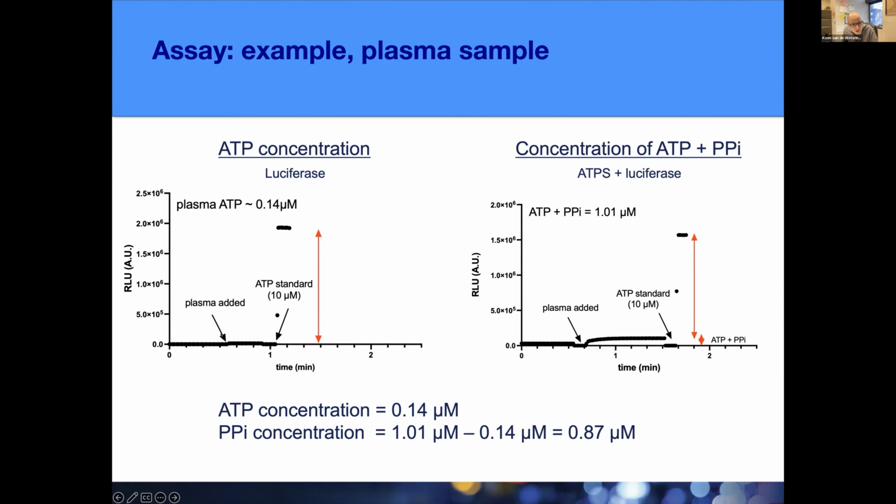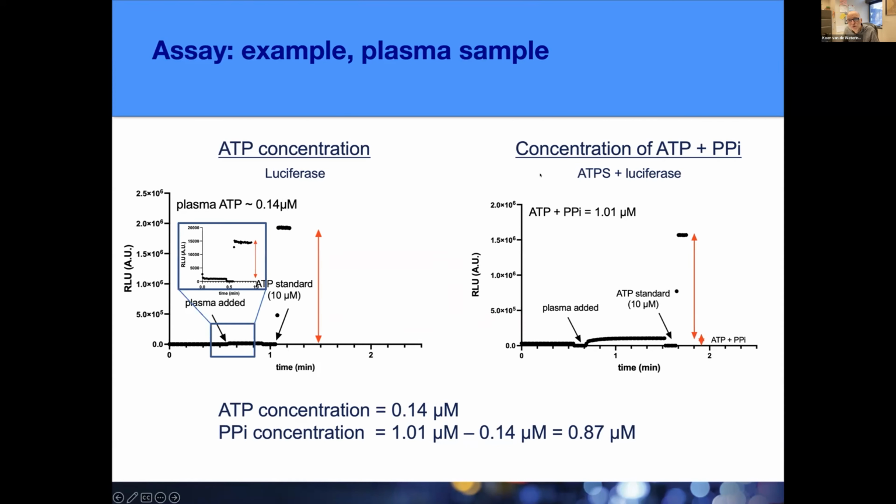And if we add plasma, so a blood sample, to the incubation mixture, then we see that, and this is a blow up of this area, and a zoom of this area, the amount of light produced is increasing. And that means that there's ATP present in the plasma sample, and you can see that over here by the increase. Then we use a standard to quantify the amount of ATP.